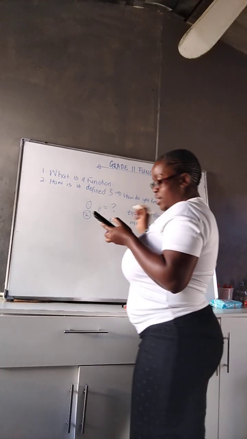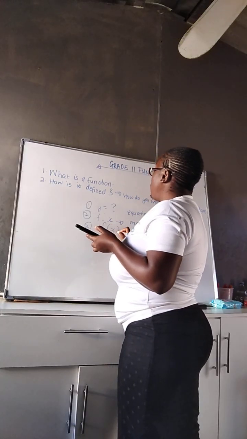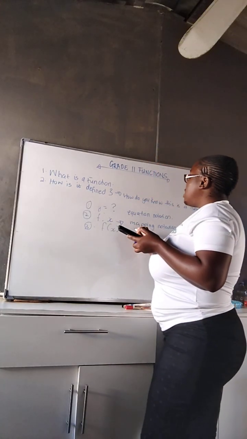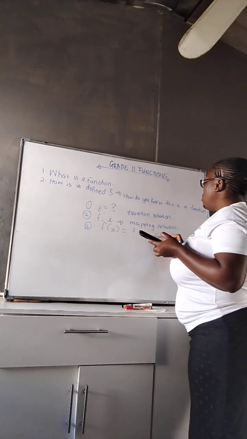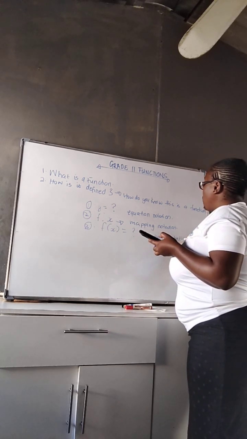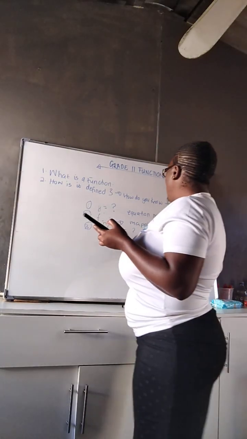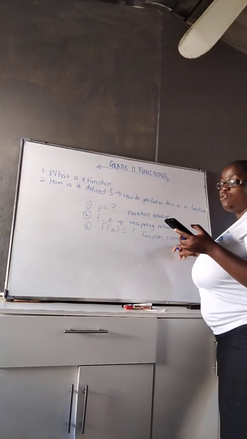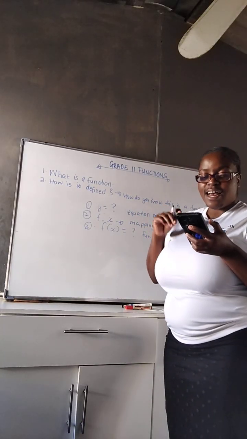And then number three, we have what we call f of x is equal to something. So this is the function notation. This is the one that most of us are accustomed to. We really know what function notation is. So you must be able to interpret the x's.